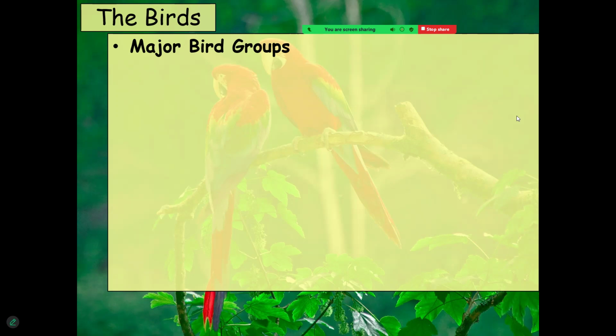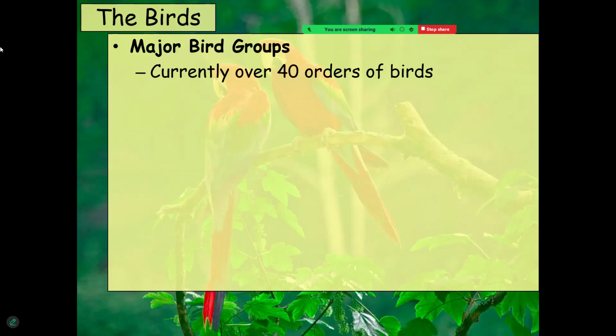I'll just briefly highlight them here and give you a quick example, and then tomorrow we will go into a little bit more detail in each of these groups. Another reason I'm doing it this way is because there are 40 different orders of birds. There's a lot of these scientific classifications, and that seemed a bit of a tall order, especially right here at the end of the year.